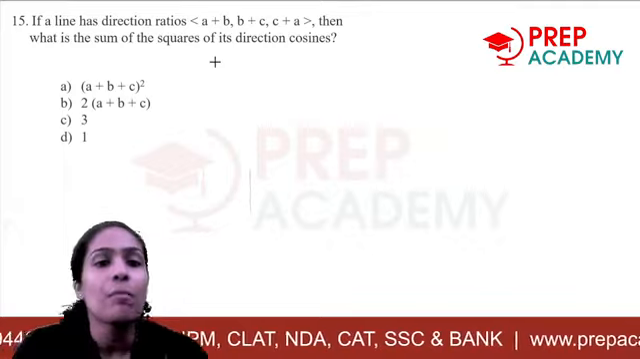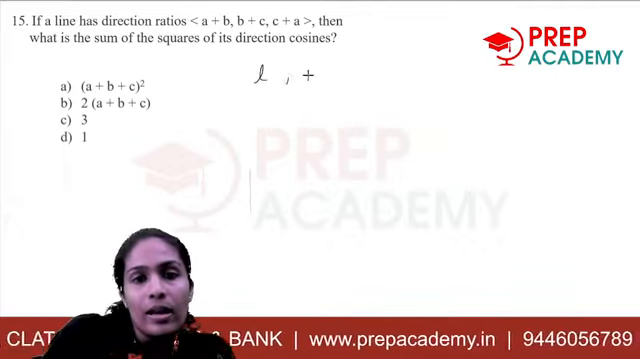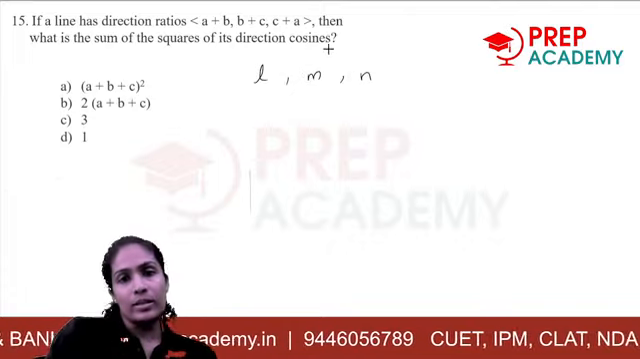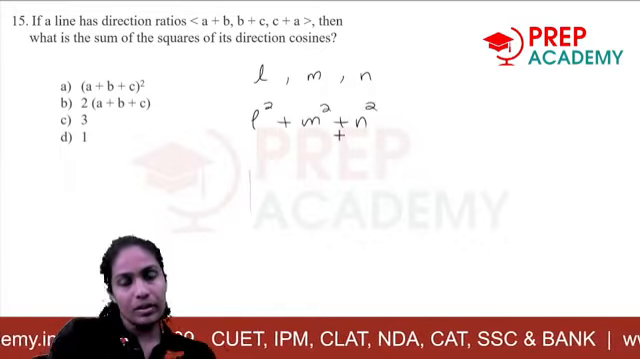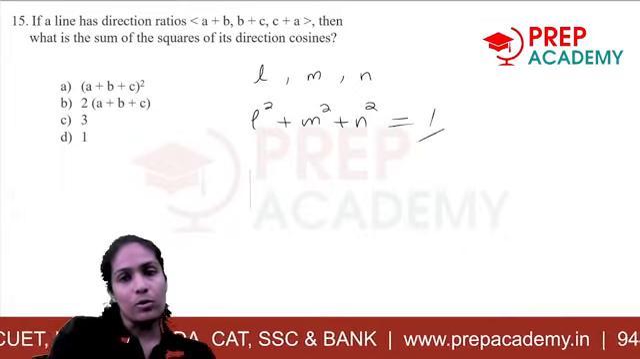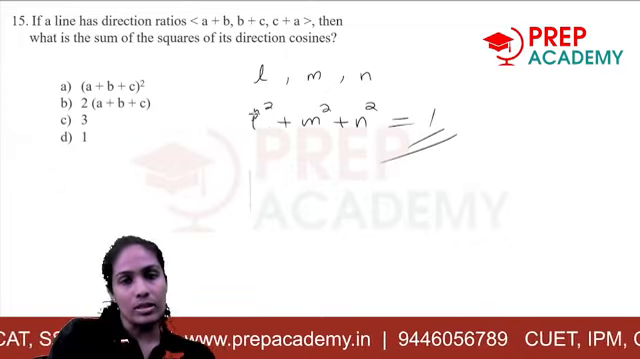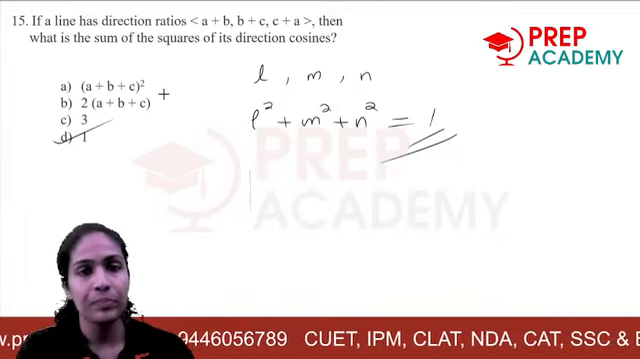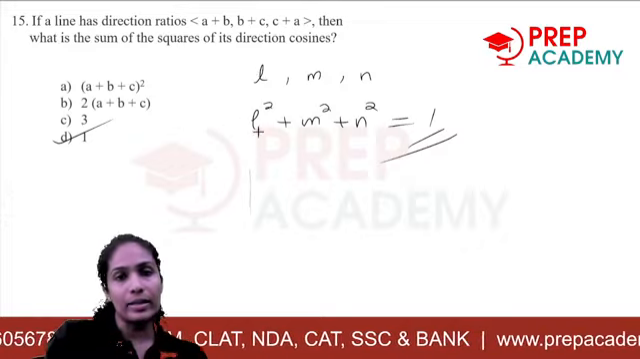So here the question is the sum of the squares of direction cosines. Direction cosines are generally denoted as L, M and N. Sum of the squares means L square plus M square plus N square. So you already know the formula that L square plus M square plus N square is always equal to 1. Whatever be the direction ratio, the sum of the squares of the direction cosines is always equal to 1. So you can directly write the answer as 1. Instead of finding L, M and N, you can directly write the answer as 1.